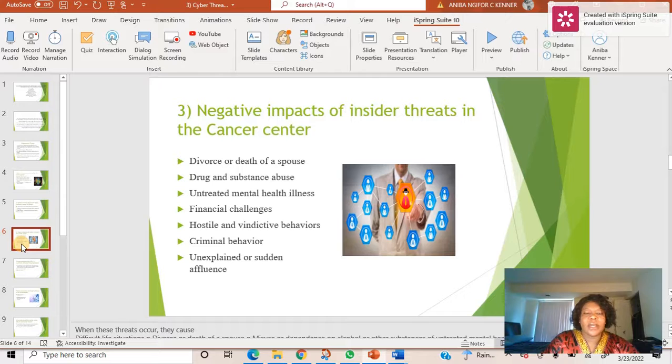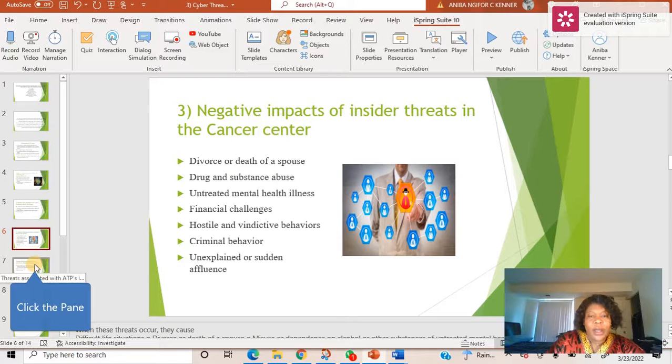Now we go to the negative impacts of some of these. These threats can cause serious damage, as listed on our slide, where we have a lot of interpersonal problems like death and divorce, drug substance abuse, just to name a few, as you can see on the slide.